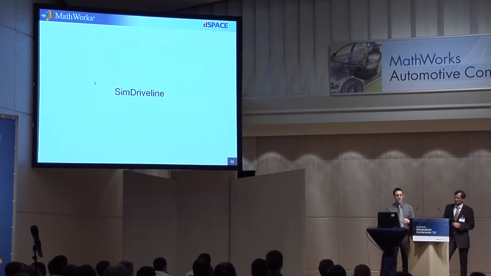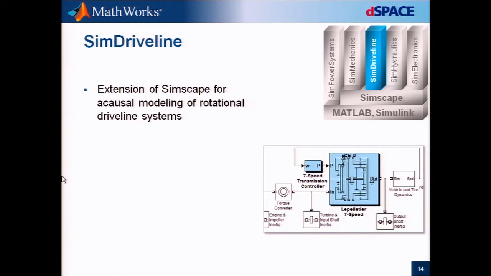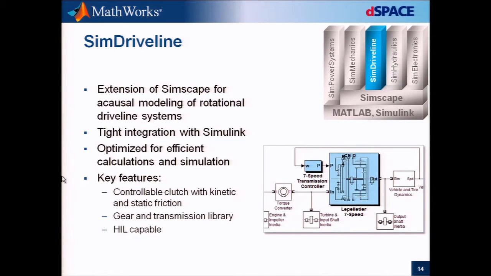Hopefully you understand the needs of the engineers who have to develop these systems. Now we're going to talk about the two portions of the solution. SimDriveline can be used to model the rotational mechanical portions of the system. It's an extension of Simscape for modeling these types of systems. It's tightly integrated within Simulink and has been available for a number of years. It is optimized for efficient calculation and simulation. As you've heard, real-time simulation is critical for the later portions of the development process, and SimDriveline has specialized technology for that. There are clutches, gears, and transmission libraries. Again, it is hardware-in-the-loop capable and can be combined with other tools to model the multi-domain system.